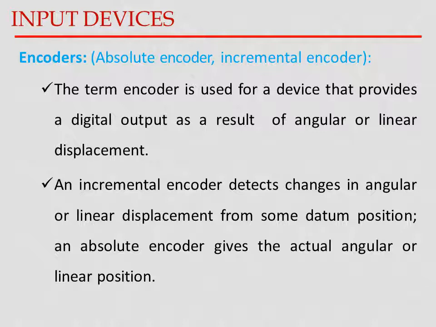The next type of input device is the encoder. The types of encoders are absolute encoder and incremental encoder. The term encoder is used for a device that provides a digital output as a result of angular or linear displacement. An incremental encoder detects changes in angular or linear displacement from a datum position, while an absolute encoder gives the actual angular or linear position.